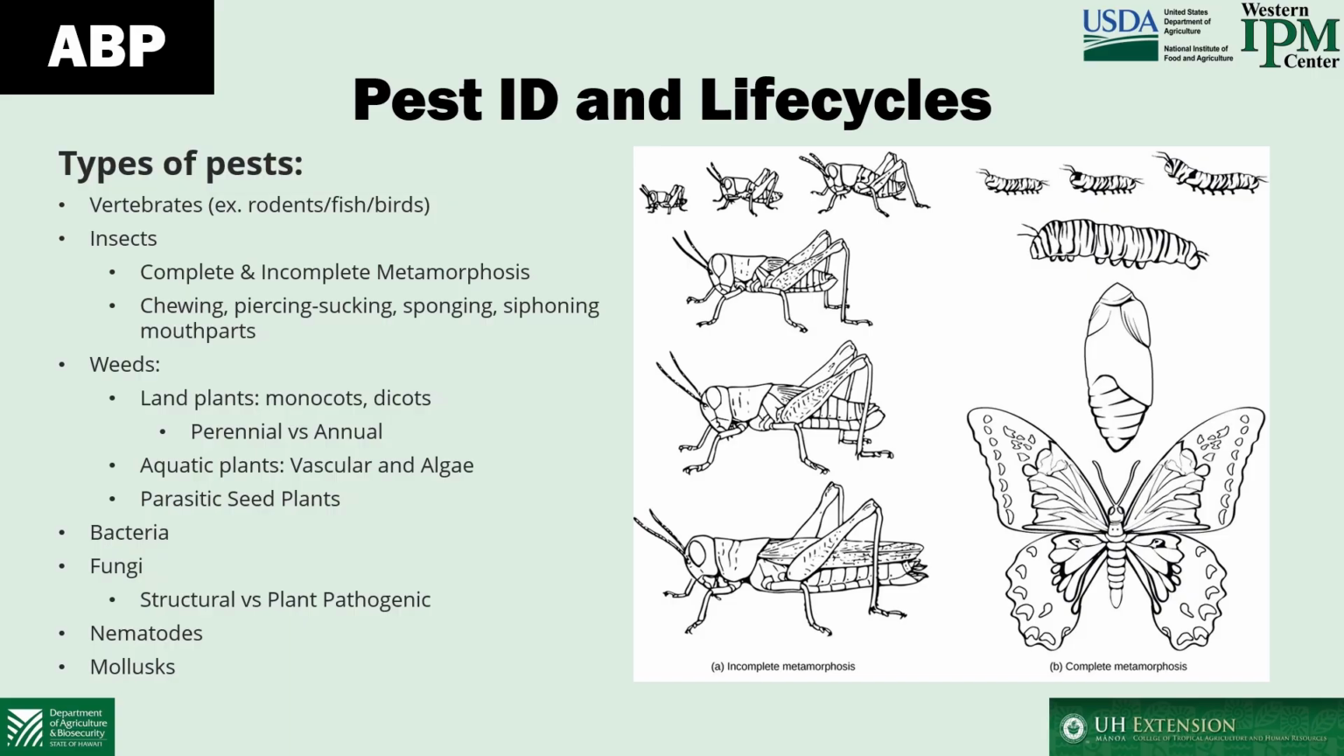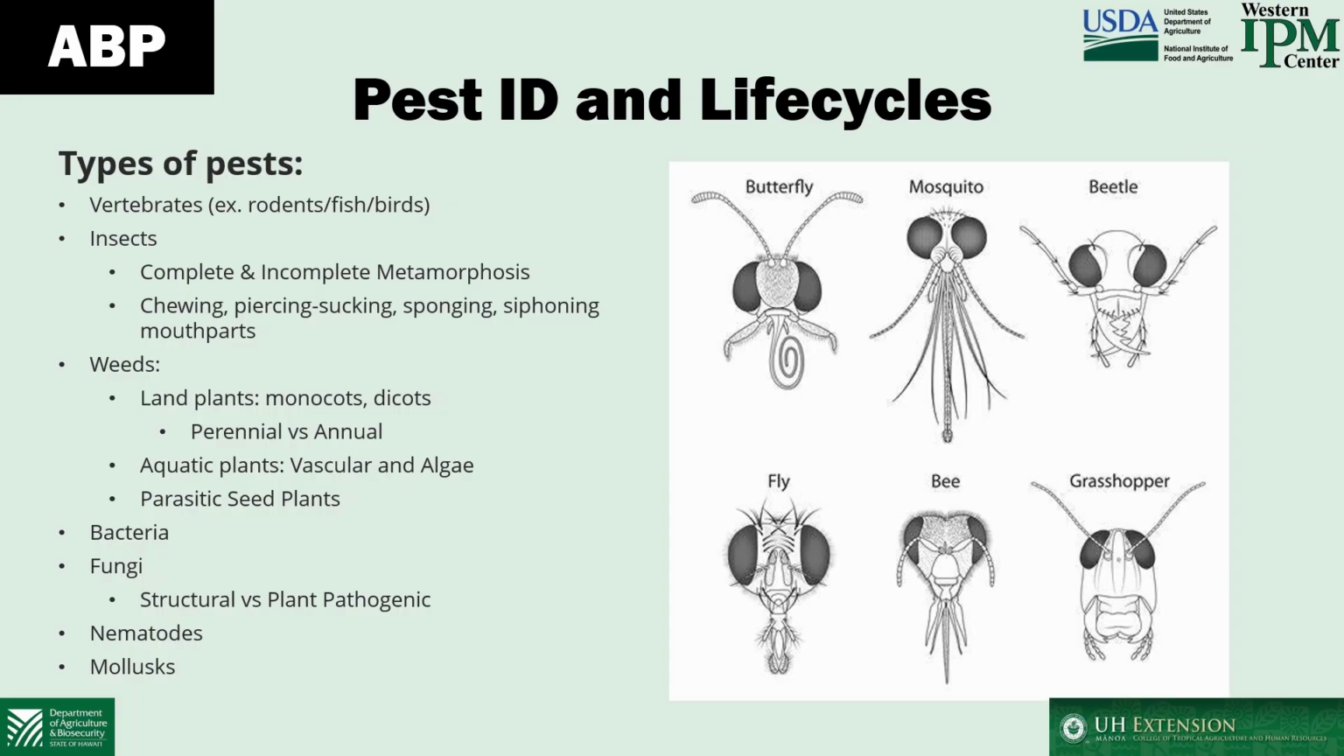Something that's important to keep in mind with insects specifically is the mouth part. So the type of damage that an insect does to a plant or to a structure is directly related to the shape of its mouth. So different mouth parts, different mouth shapes, different mouth sizes show as different damage on leaves or on structures.